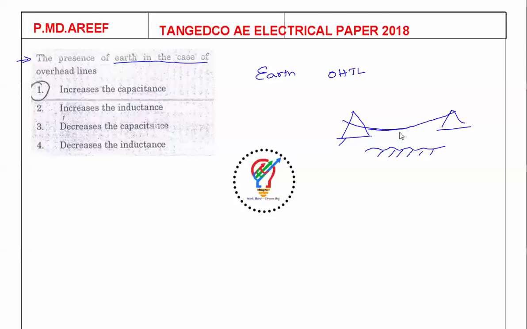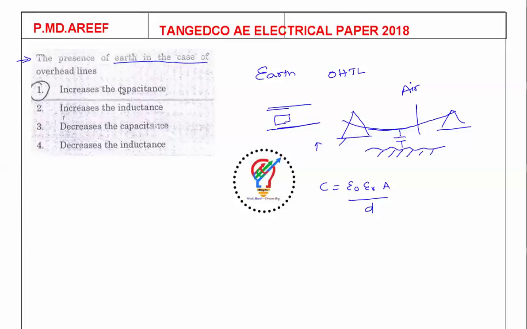Okay, now between these two conducting bodies, there is air acting as a dielectric medium. So air acts as a dielectric medium. So two conducting bodies separated by some dielectric medium is nothing but capacitance. So C is equal to epsilon naught epsilon r into A by D. So as the area is more, automatically capacitance is also more.